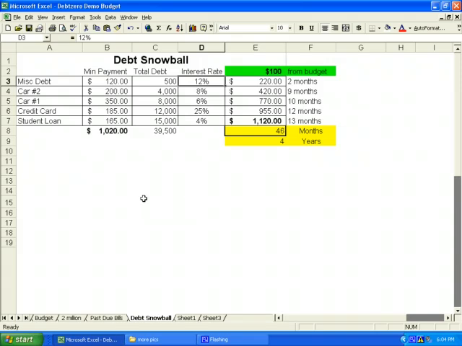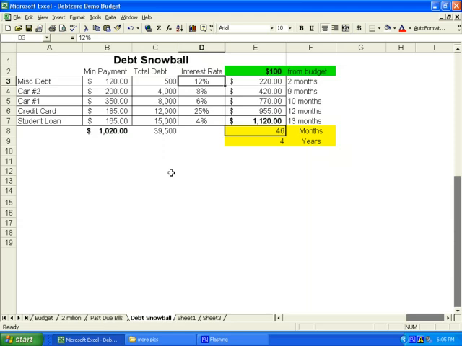The first thing you need to do is write down a list of all the debts you have. Write down the creditor's name or the company's name, the minimum monthly payment, the total amount of the debt, and the interest rate. Which debt should I pay off first? This is a good question.